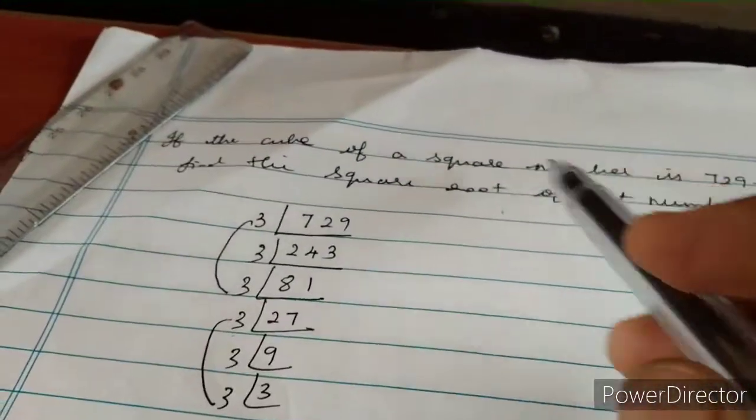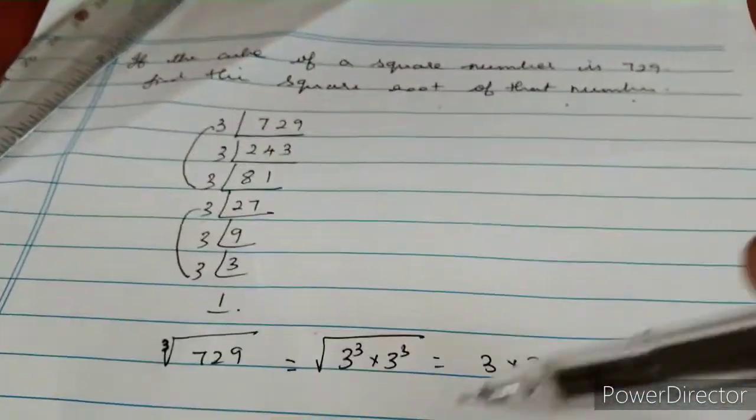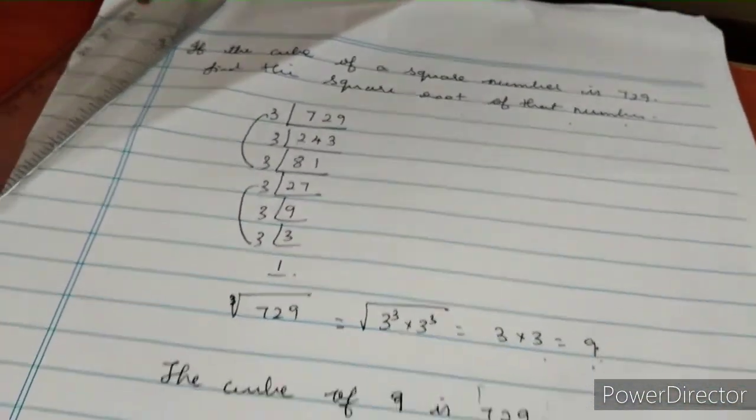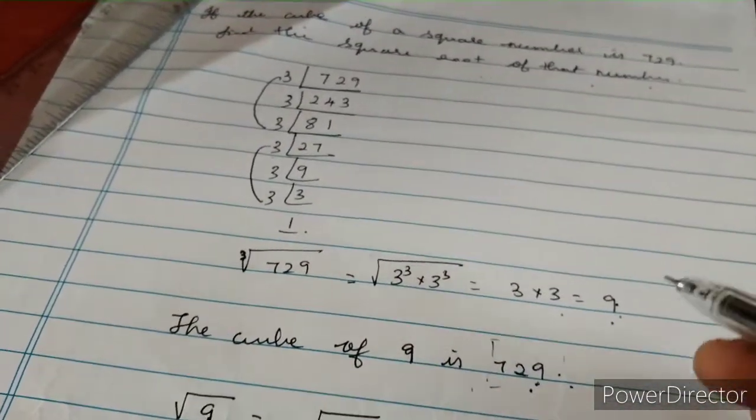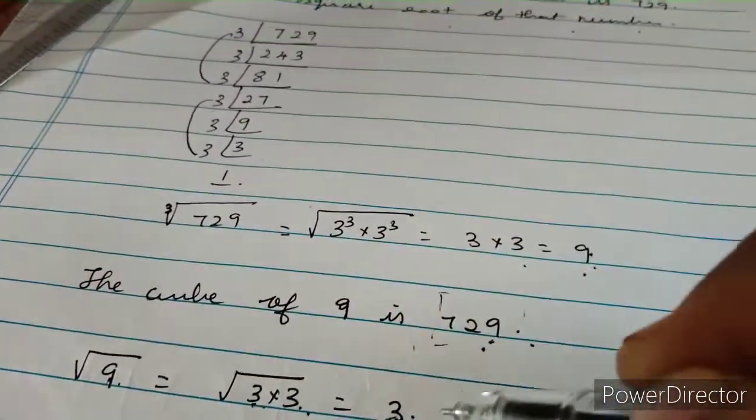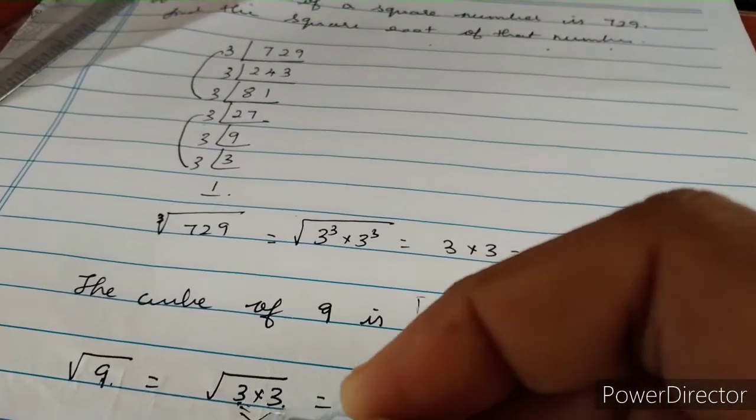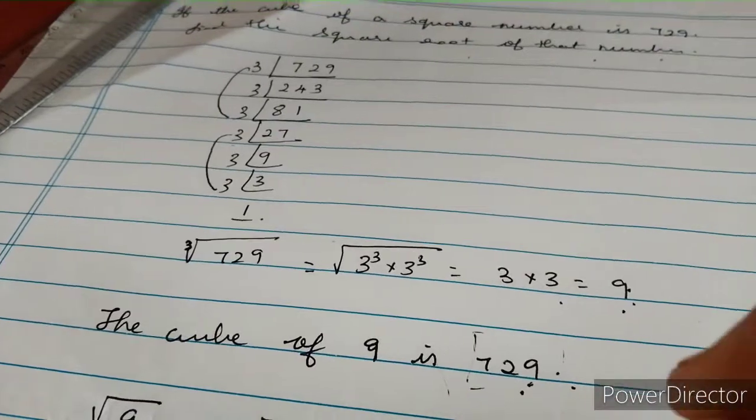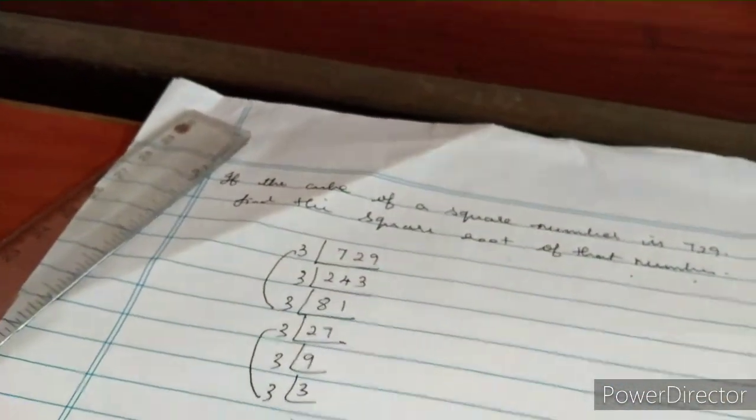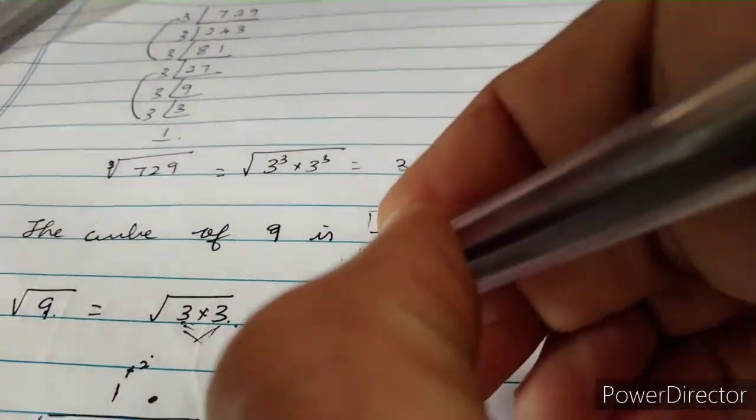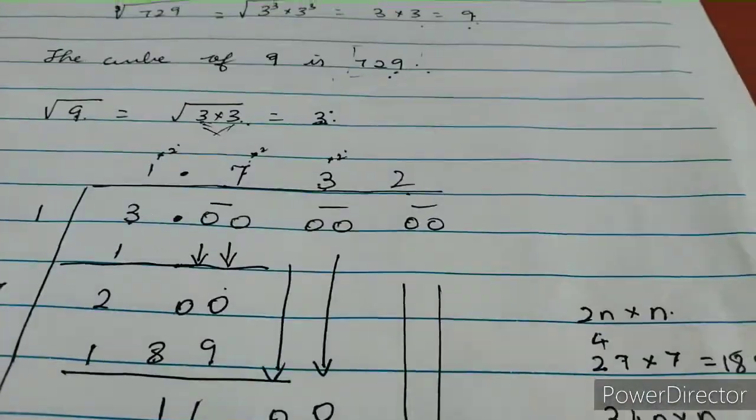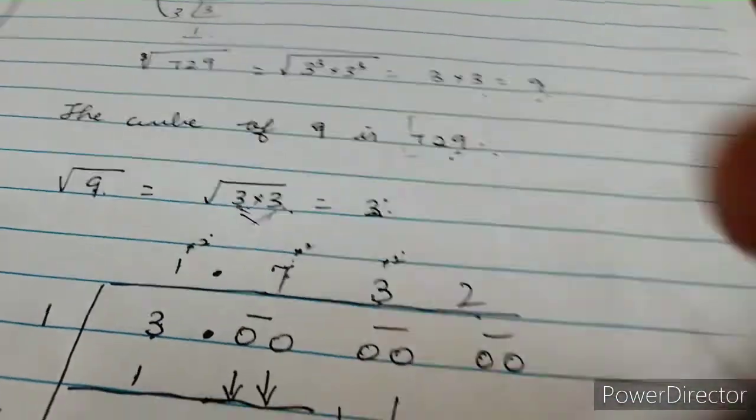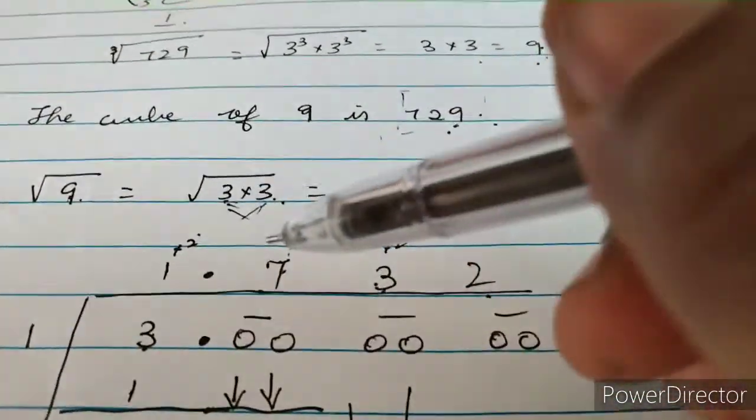Next, what do you have to do? Take the square root of that 9. So, the square root of 9 is 3 into 3. Square root means out of 2 numbers, you have to take 1 number, 3. Now, find out the square root of that number. The square root of 3 you have to take by the long division method. You know very well the long division method. We learned it in the previous exercise.